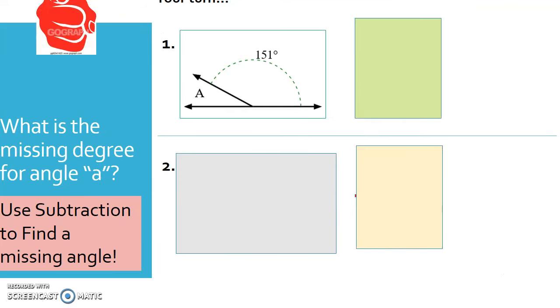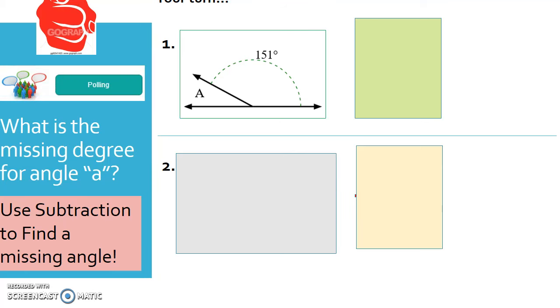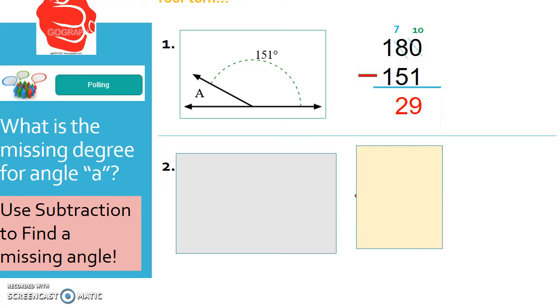Your turn. What's the missing degree for angle A in number 1? Use your polling, please. All right, there is your answer. 180 degrees minus 151 degrees gives you the missing piece of 29 degrees.